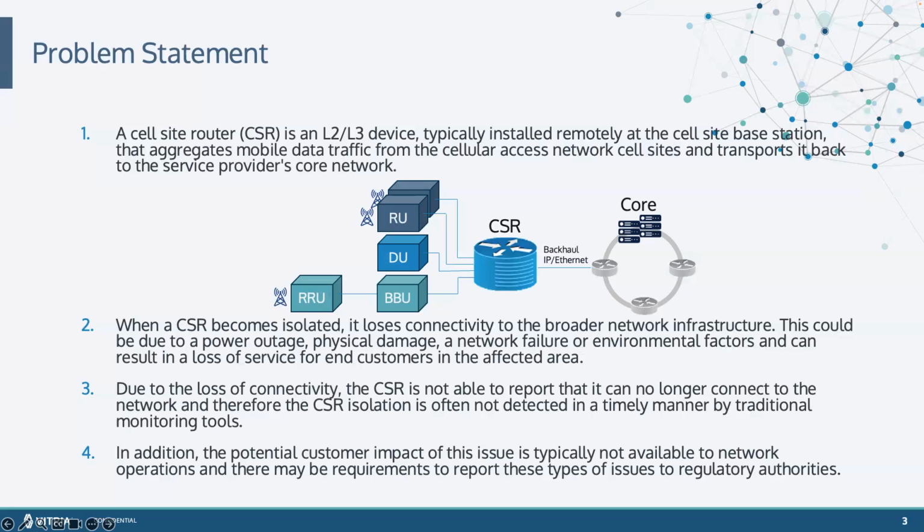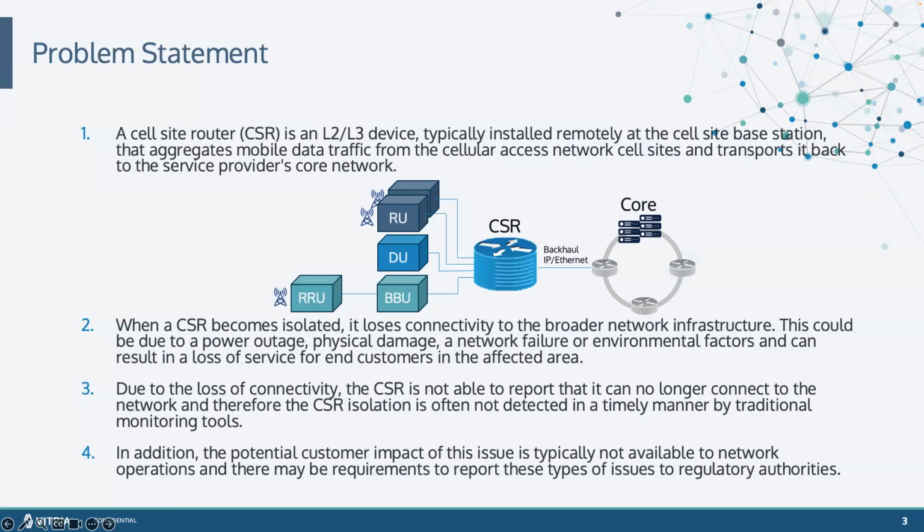When a cell site router becomes isolated from the network, it loses connectivity to the broader network infrastructure. This could be due to a number of reasons, for example, a power outage, physical damage, network failure, or environmental factors. And it can result in loss of service for end customers in the affected area.